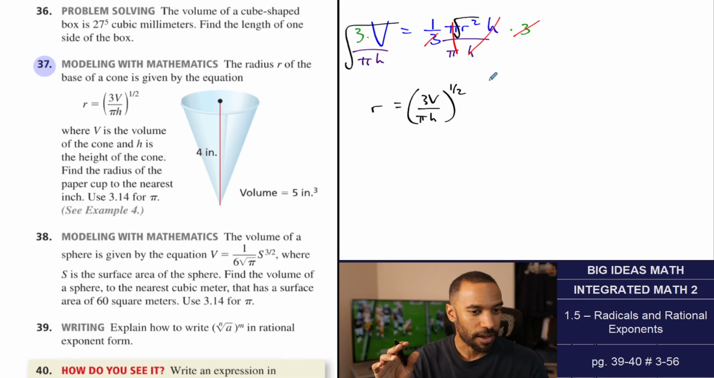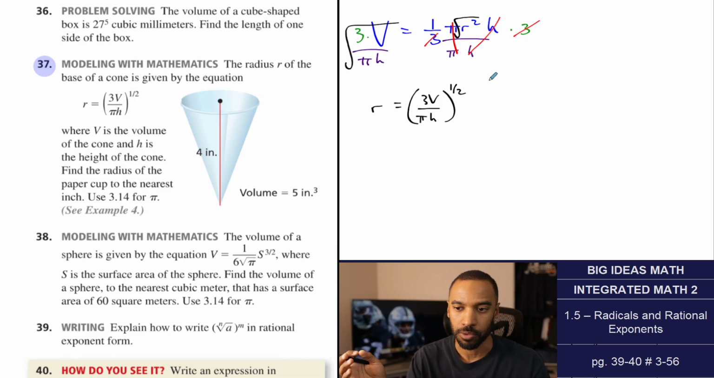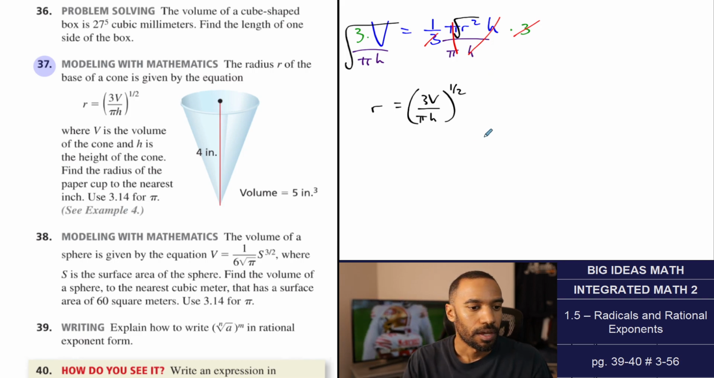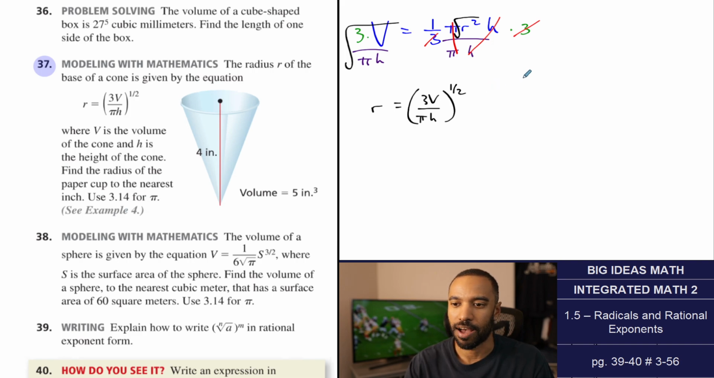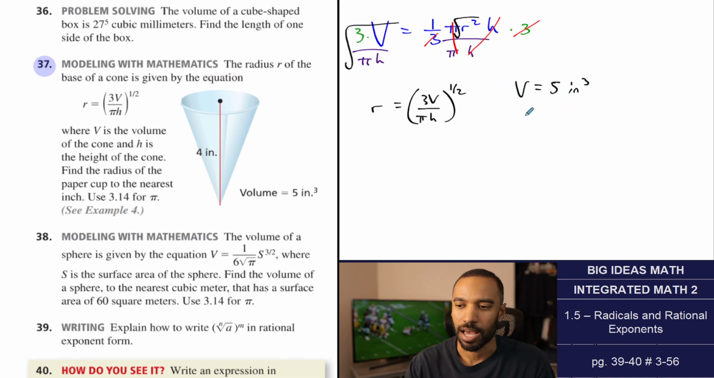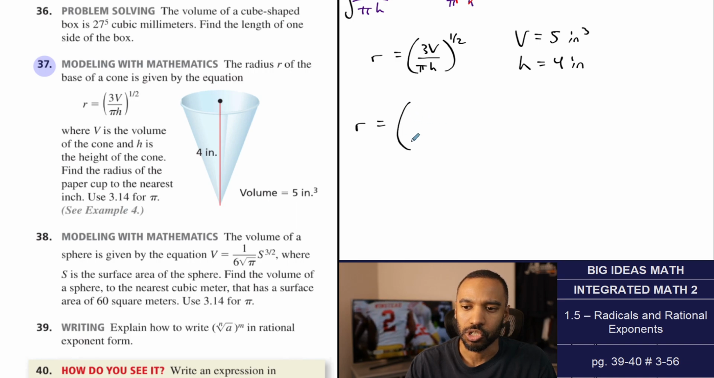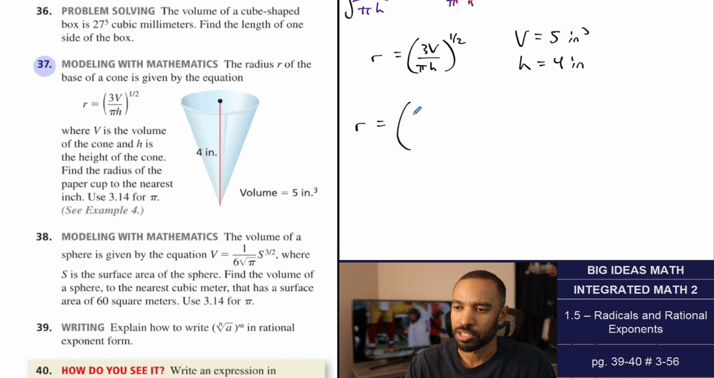Now, when it comes to evaluating it, I think they're going to ask us to find the radius. Okay, v is the volume, h is the height. So volume is 5 cubic inches. The height is 4 inches, and we're just substituting. I was just showing you how it's a rewrite of that formula, just like the other ones were. So 3 times 5 over 4 times pi.